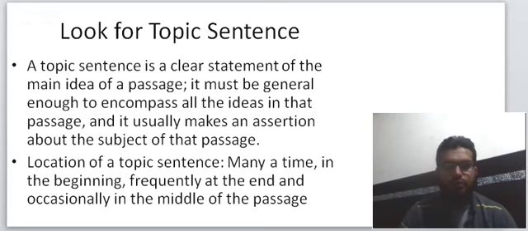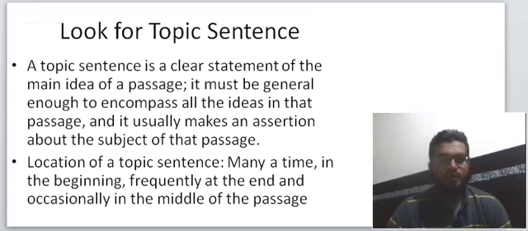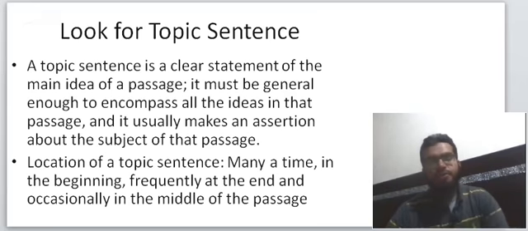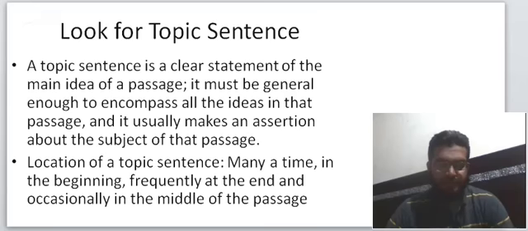Another guideline that will be helpful for you. Another way of thinking about the main idea is that you should search for the topic sentence. Now again, a topic sentence is a clear statement of the main idea of a passage. It must be general enough to encompass all the ideas in that passage, and it usually makes an assertion about the subject of that passage.